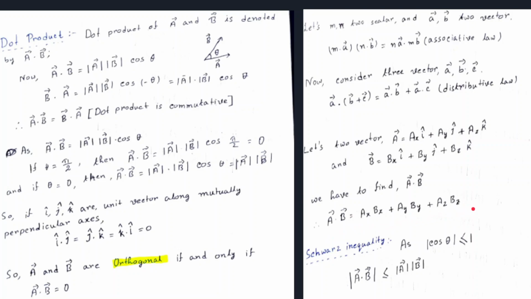Now, what can be the maximum value of cos theta? That's maximally 1, otherwise it is less than 1. So mod of a dot b will always be less than or equal to mod of a into mod of b. This property is actually the Schwarz inequality.